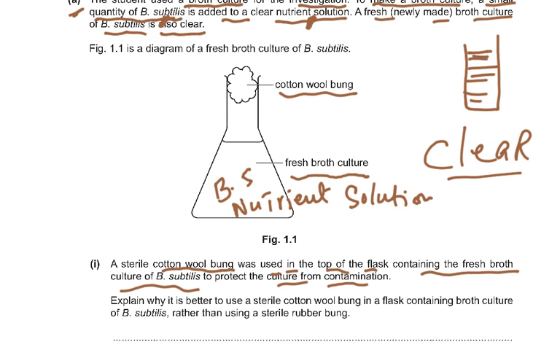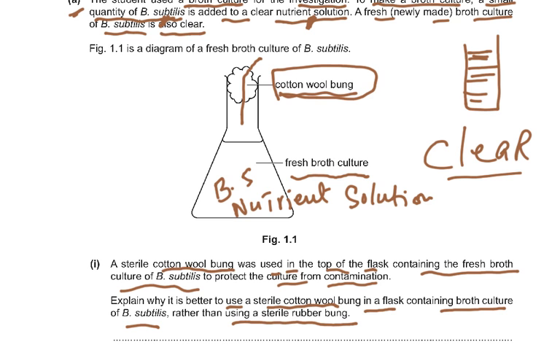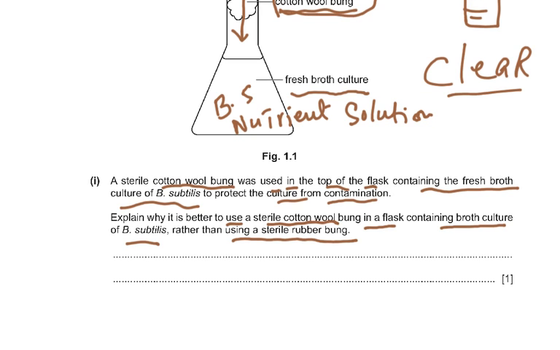To protect the culture from contamination, explain why it is better to use a sterile cotton wool bung in a flask containing broth culture of B. subtilis rather than using a sterile rubber bung. So basically, it's common sense. Wool bung, so air can pass through it. If it was the other bung which would make it airtight, then no air would be able to come into it. So why is it better to use a sterile cotton wool bung? Sterile means that it's been boiled so that there are no bacteria present on the cotton wool. So basically, it is to allow oxygen.